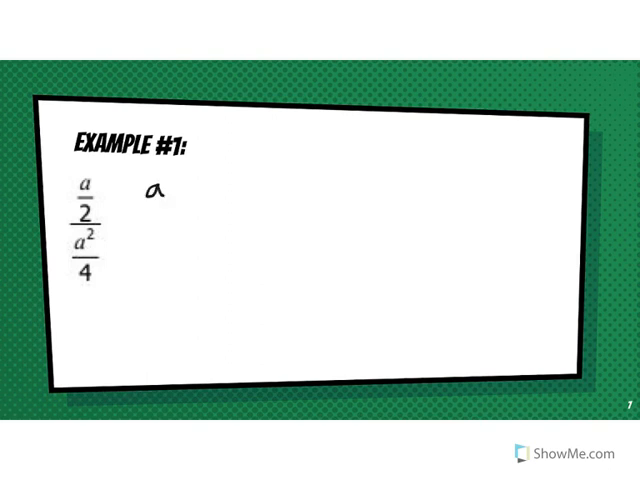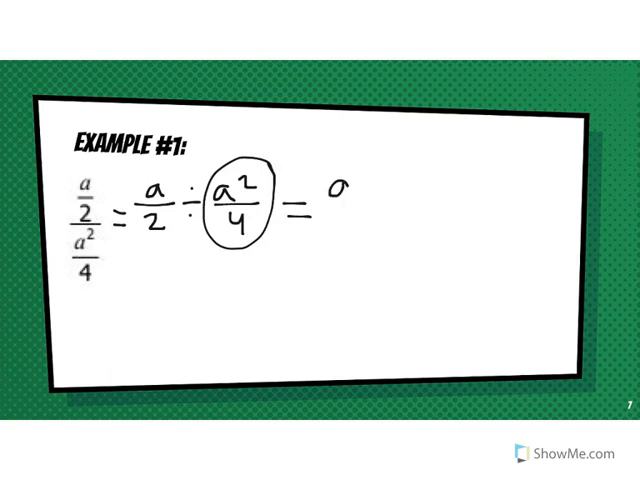So we have a divided by 2 divided by a squared divided by 4. When we're dividing fractions, we multiply by the reciprocal. So we're just going to go and actually flip that last term, reciprocate it. So I have a divided by 2, turn it into a multiplication problem, and then I get 4 on the numerator and a squared on the denominator.